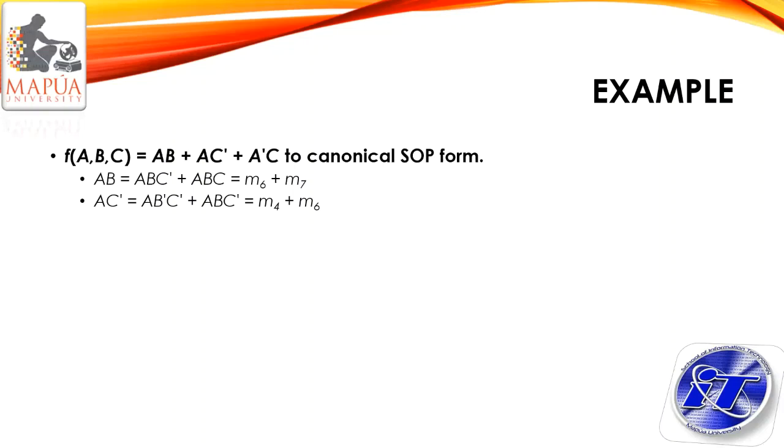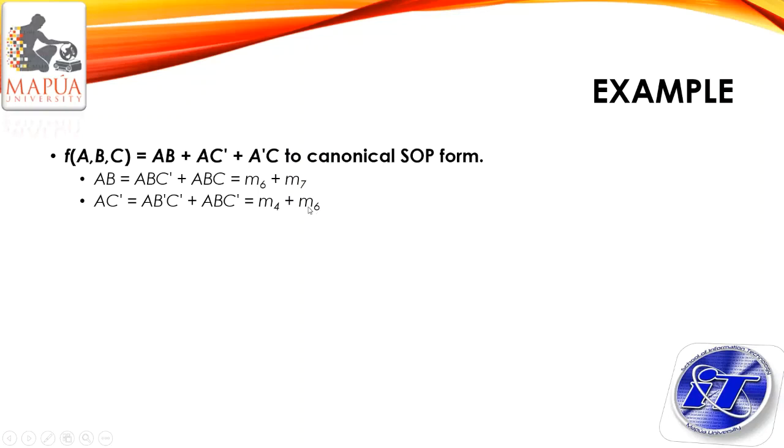Going back to AC', we're missing one variable, so we're going to get two terms: one for B' and one for B. So this is 1, 0, 0, we have M4. 1, 1, 0, we have M6. So we have M4 plus M6.